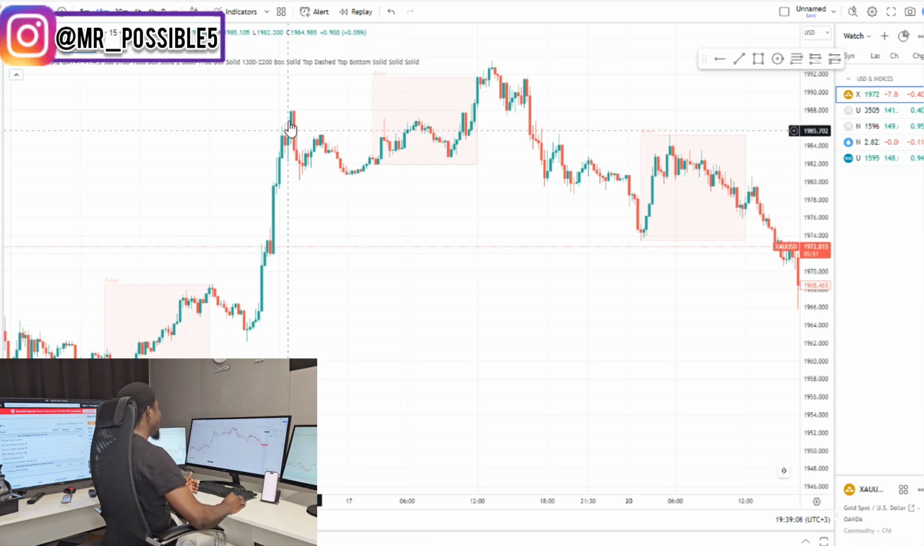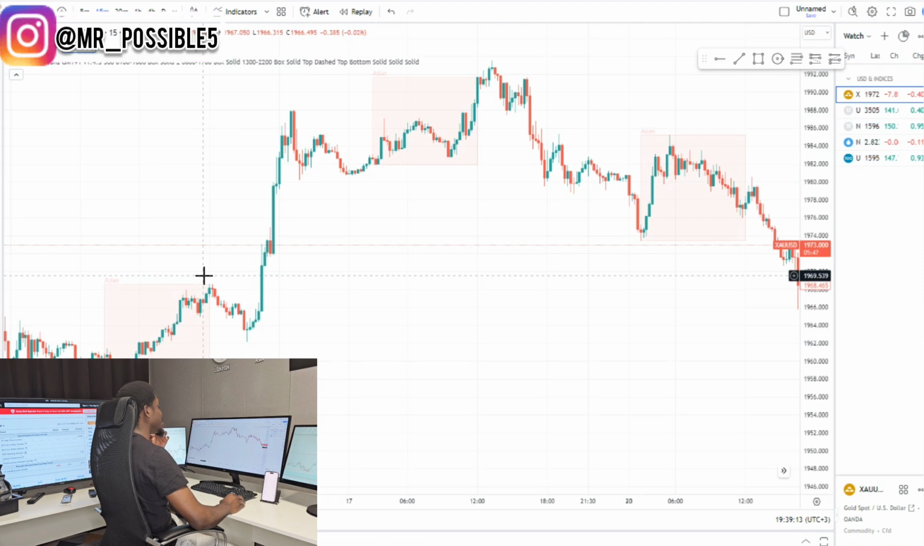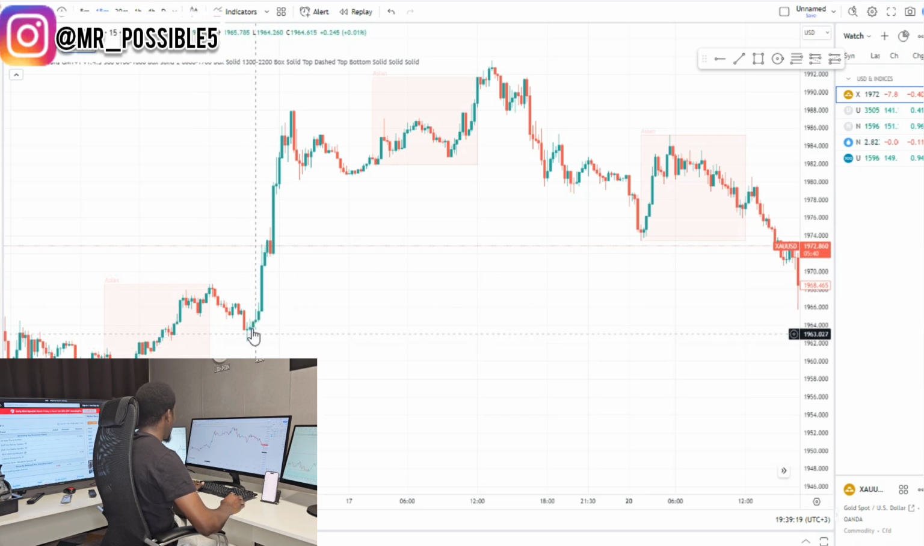We are trying to catch a retracement, right? That's why we're using the Fibonacci retracement tool. We're trying to catch a retracement. Now this is it, guys. This particular asset pushed up and it kept pushing up.